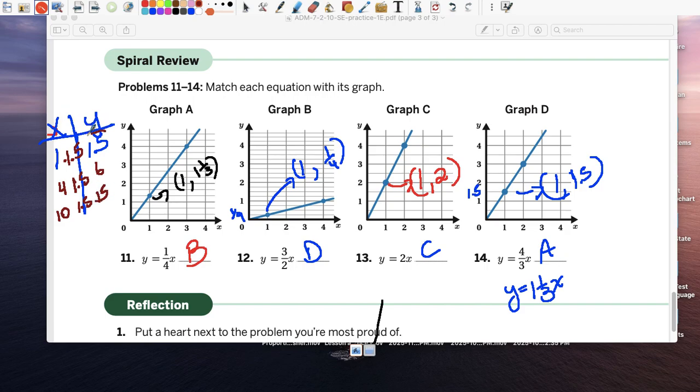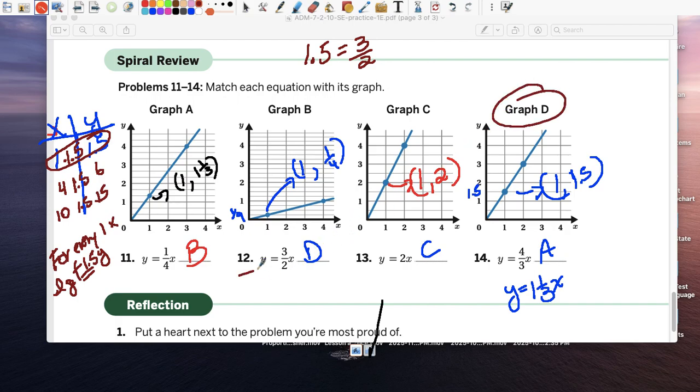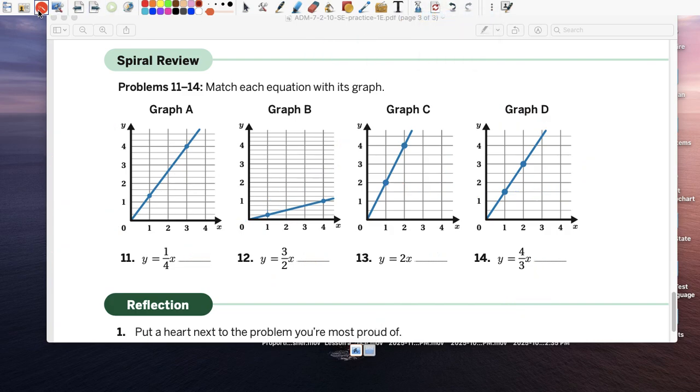So where's my unit rate? Here. For every 1 x, I get 1.5 y. But you're going to say none of them look like 1.5. Again, 1.5 is the same thing as 3 over 2, which makes graph D the match, number 12. Okay, and that's that.